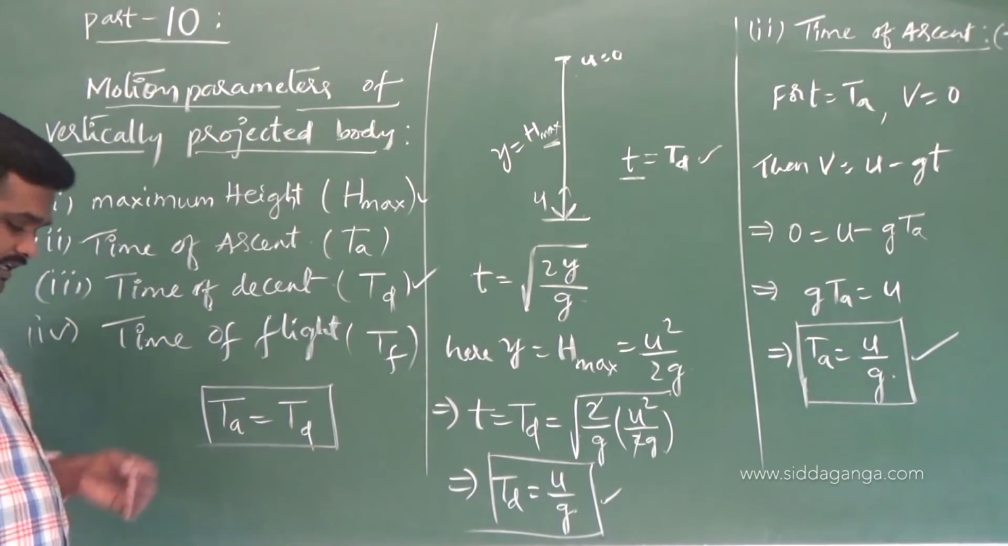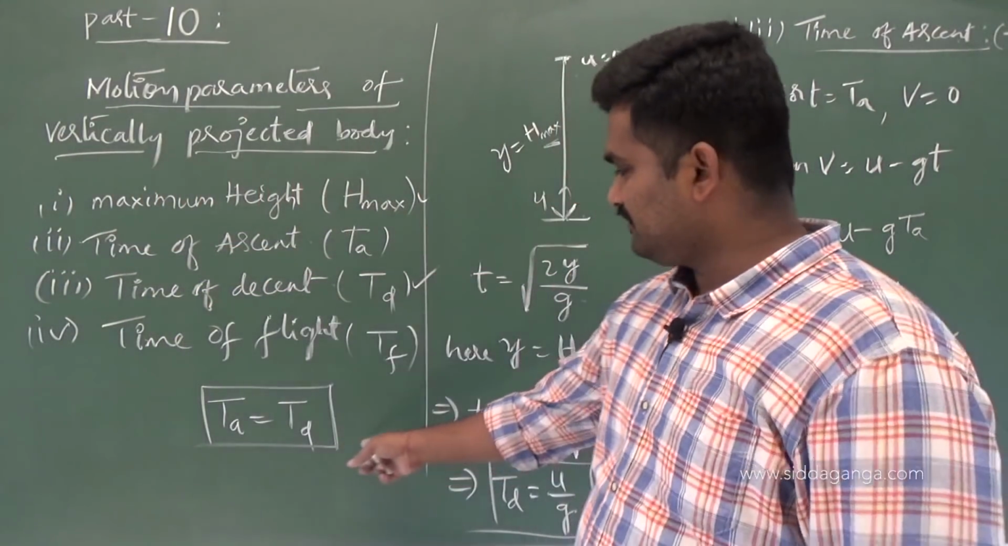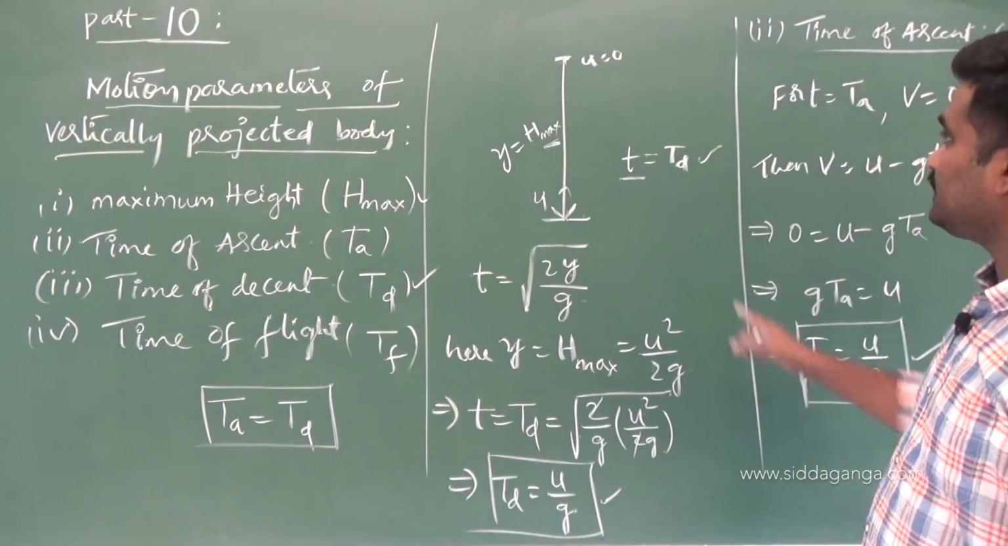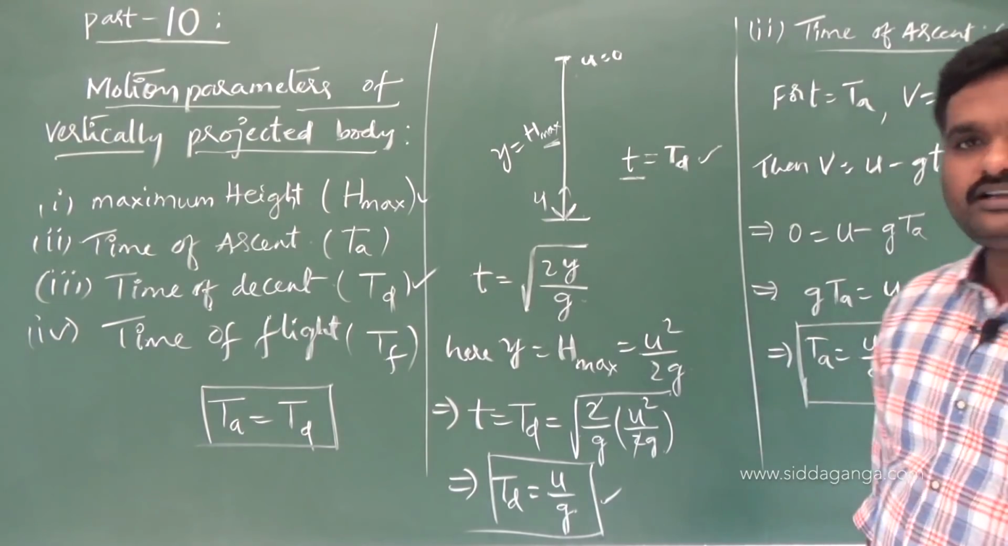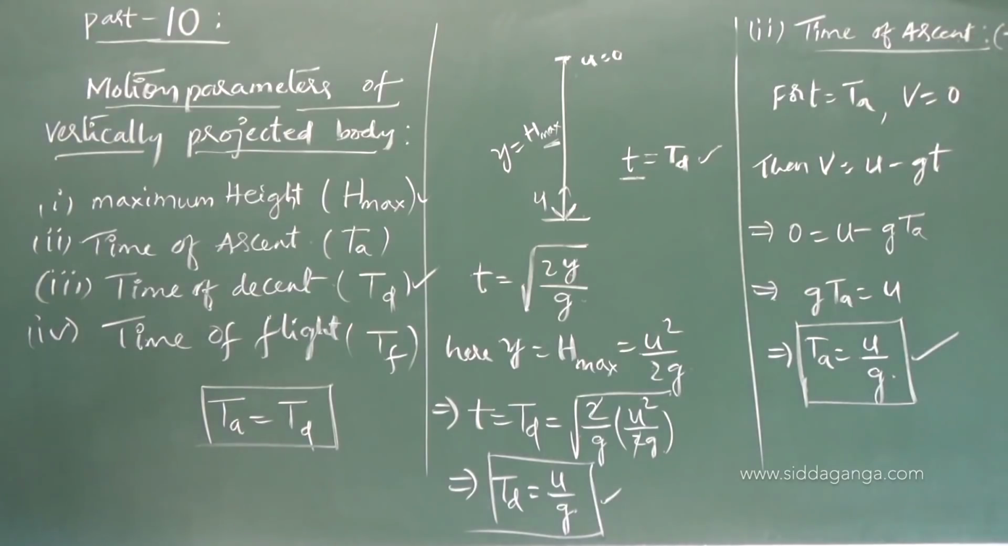In case of a vertically projected body, time of ascent is always equal to time of descent, and it will be equal to u by g. This is the formula you have to remember for time of ascent as well as for time of descent. Next, derive the expression for time of flight, they will ask.